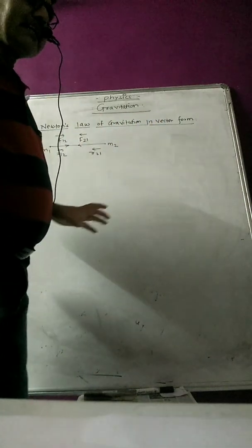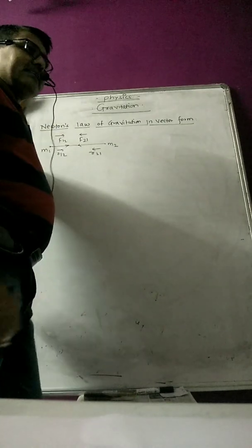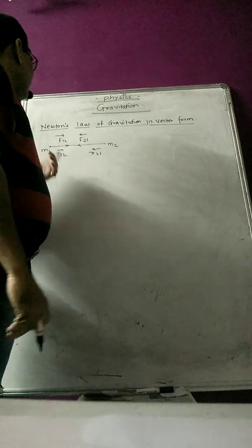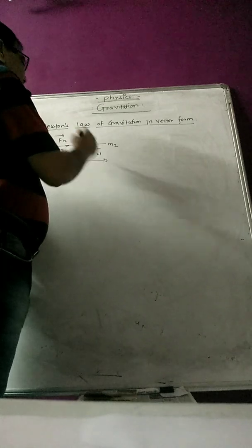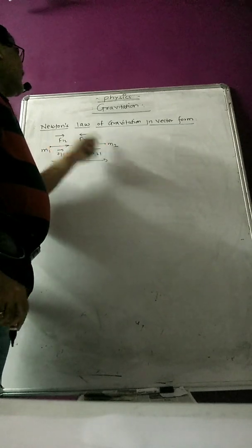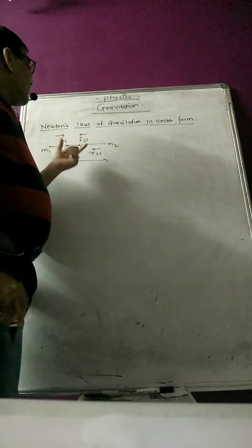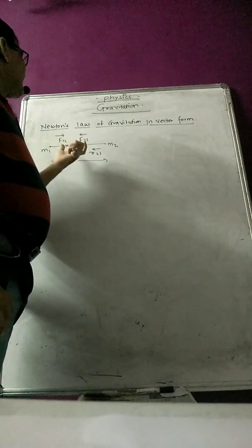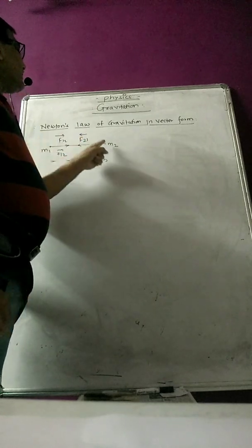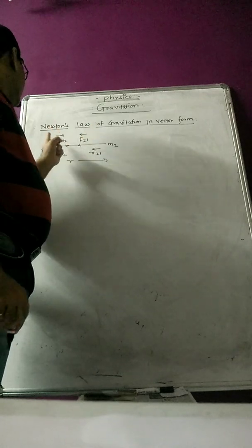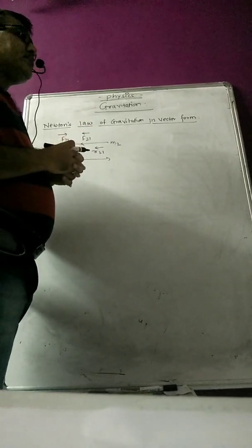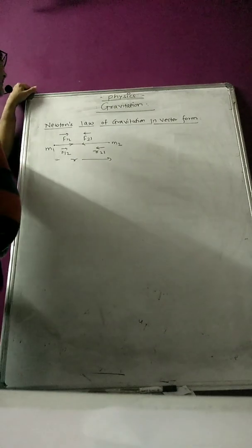Vector form means with direction. We consider two point masses separated by some distance r, meaning the distance between the two particles is very large compared to their radii. When m1 exerts a force on m2, meanwhile m2 also exerts a force on m1. So there is a force of attraction between the two masses, which we can write in vector form.